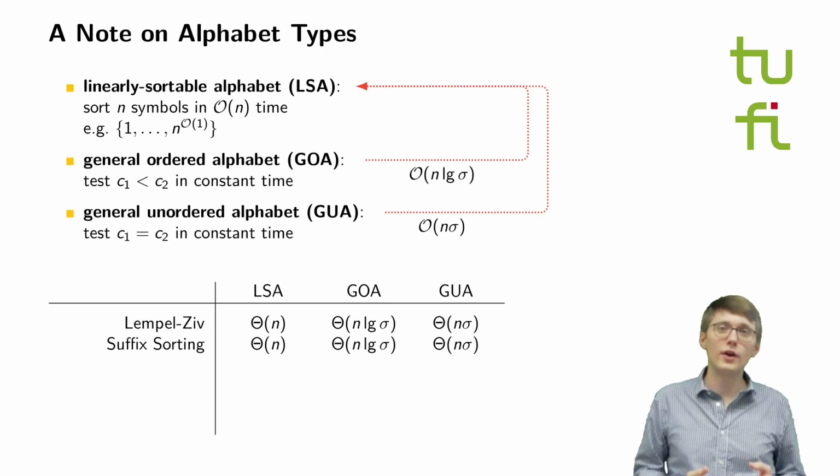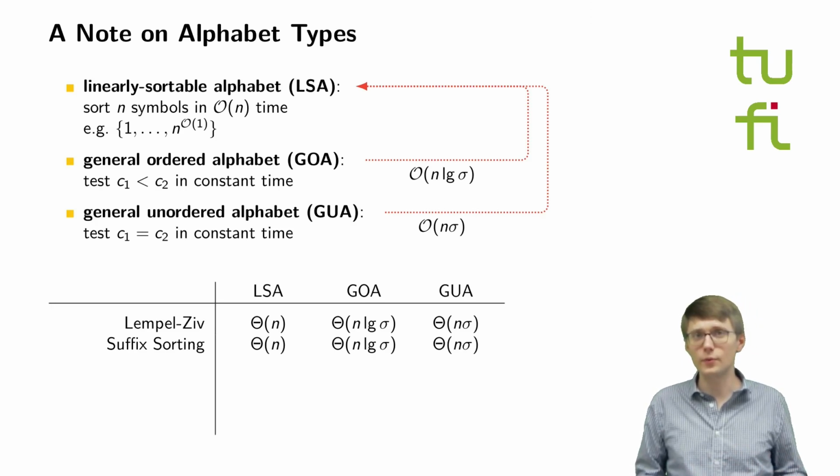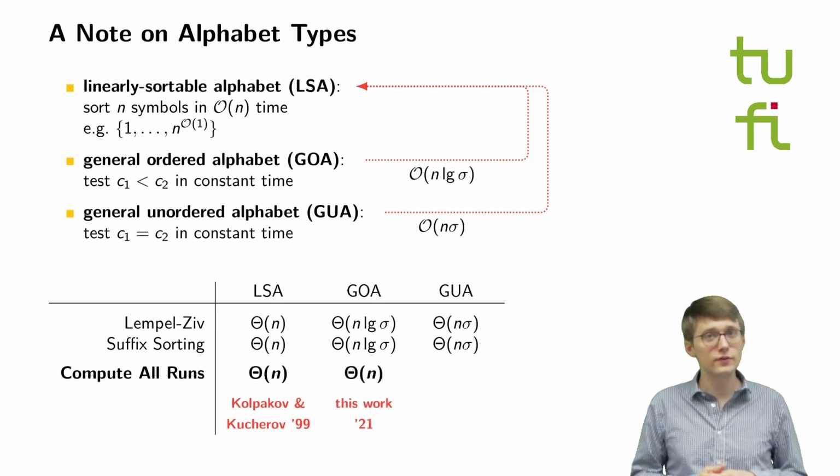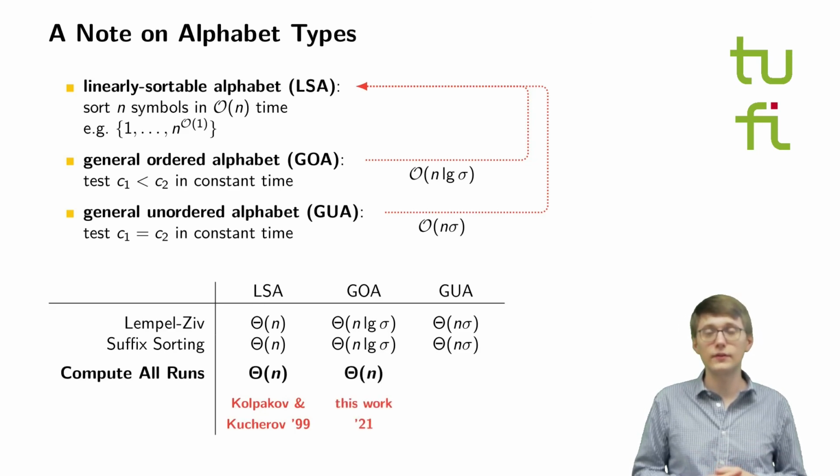So in a way, it's a bit surprising that we have a very different situation for the computation of runs. As I mentioned earlier, we can achieve linear time over linearly sortable alphabets. With our new result, we can also achieve linear time over general ordered alphabets.